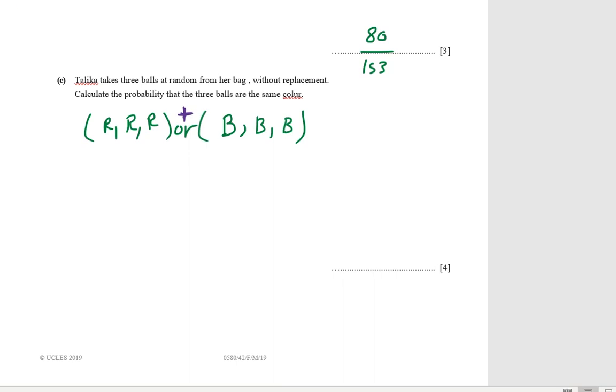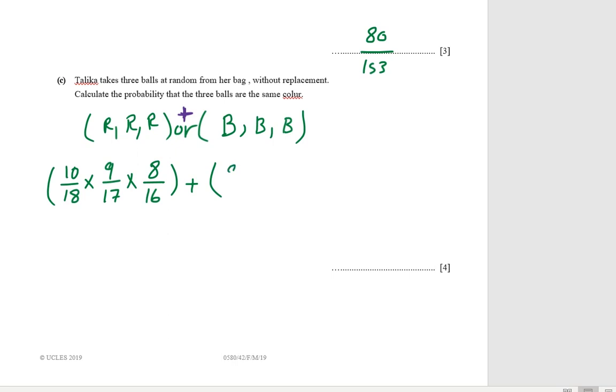So let us see. The probability of the first red is 10 over 18. How many red remaining? 9. How many total remaining in the bag? 17. So 9 over 17, the second one. Now, how many red remaining? 8. How many total balls remaining in the bag? 16. So 8 over 16. Plus the same.